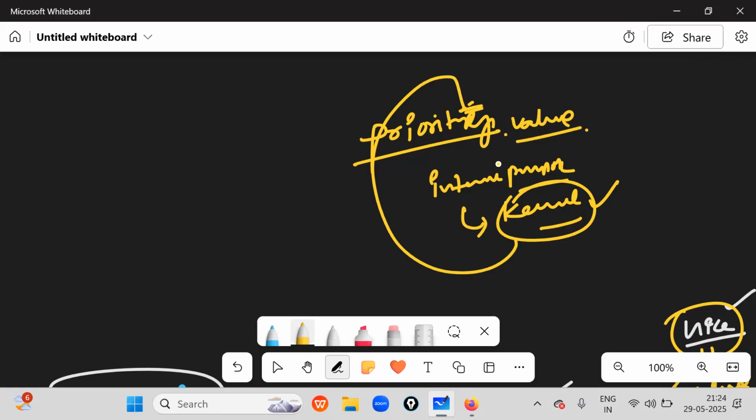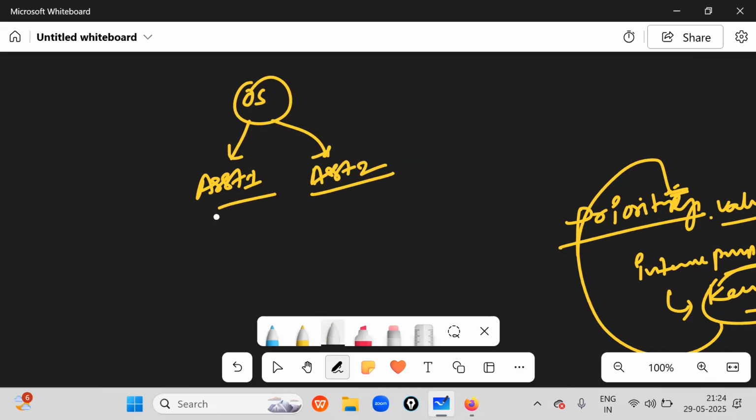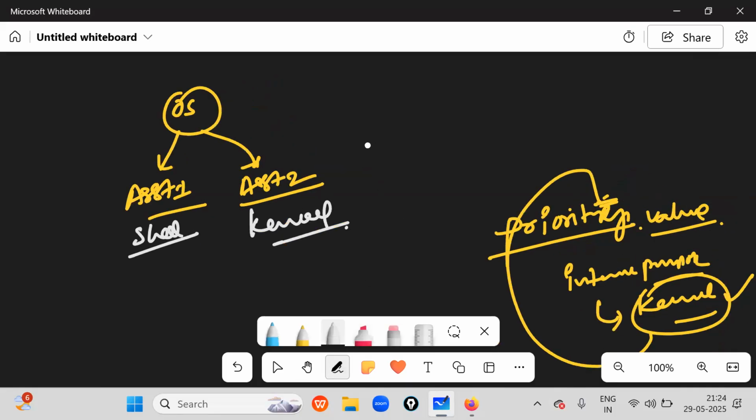Scheduling, that means what? The OS has assistant number one and assistant number two. Assistant number one is the shell, the OS assistant. Assistant number two is the kernel, right?